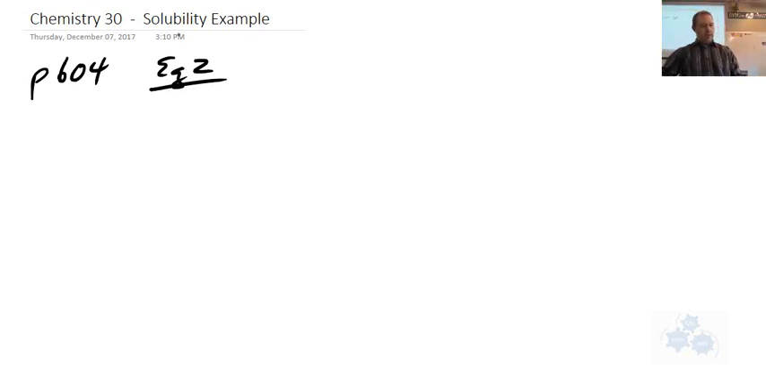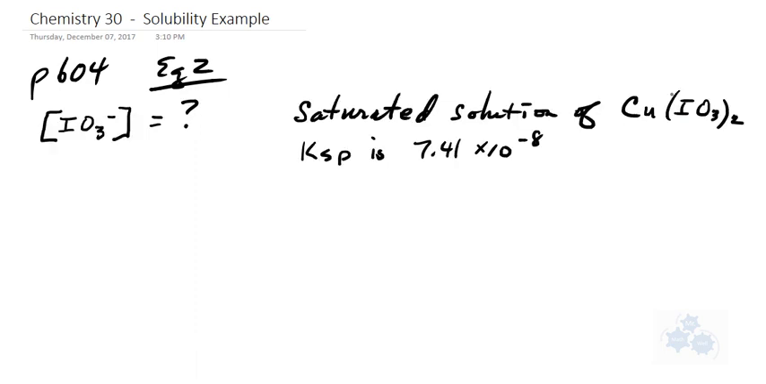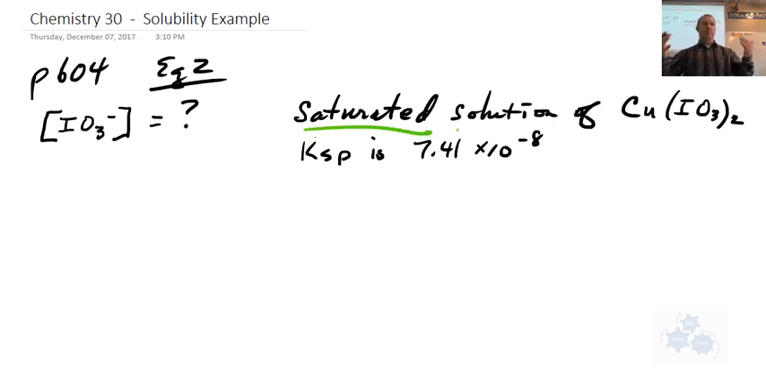Okay, so in this example, we want to know what the iodate concentration is going to be when we have a saturated solution. That means that the maximum number of ions that can be dissolved are dissolved in this solution of copper iodate. And there's the formula for copper iodate, which is going to be very important in writing that dissociation equation. The KSP is given as this number right here.